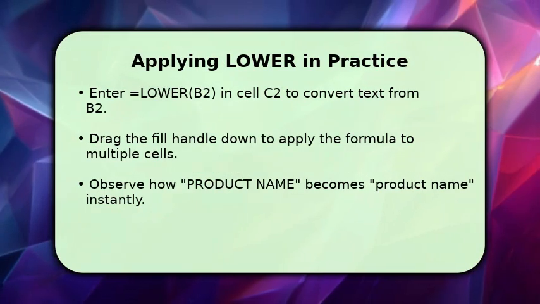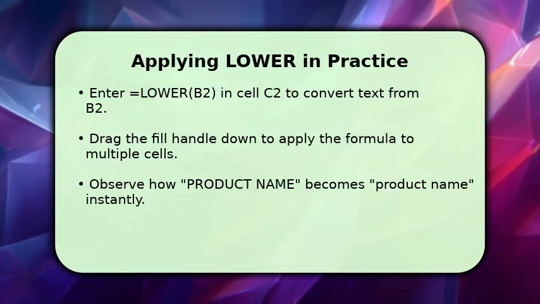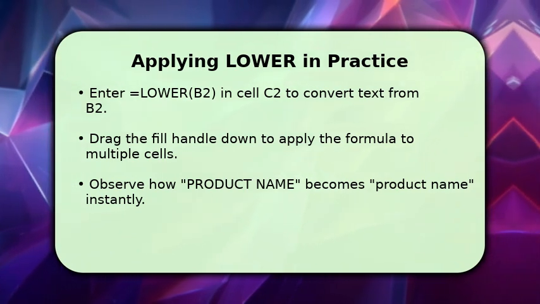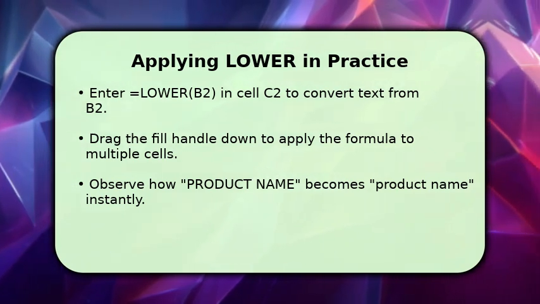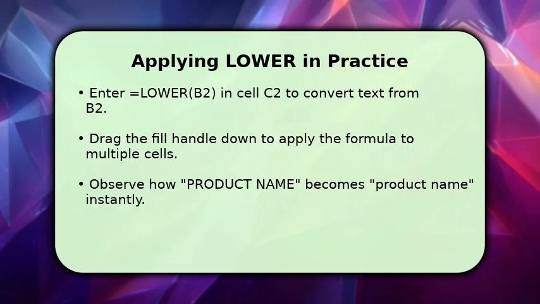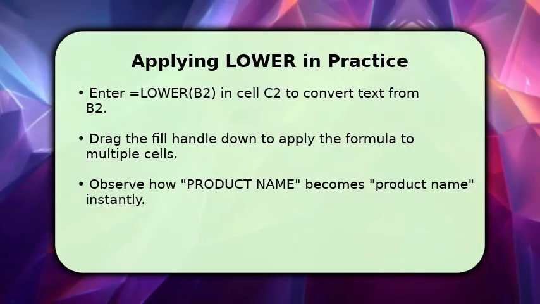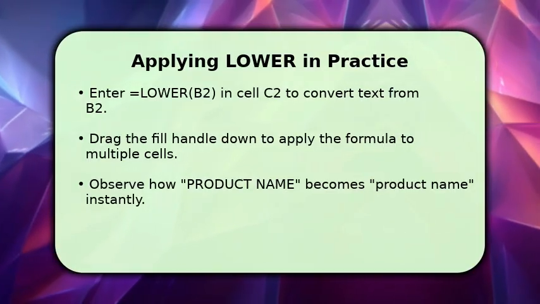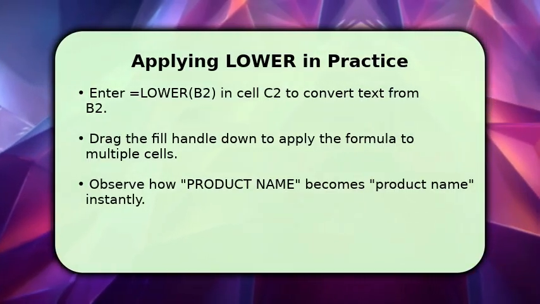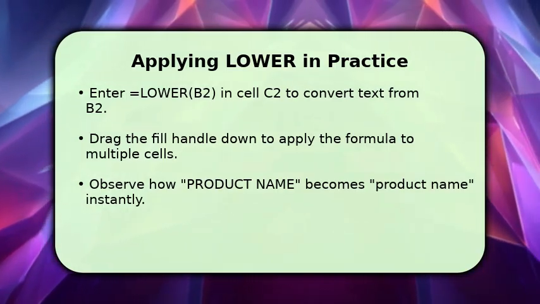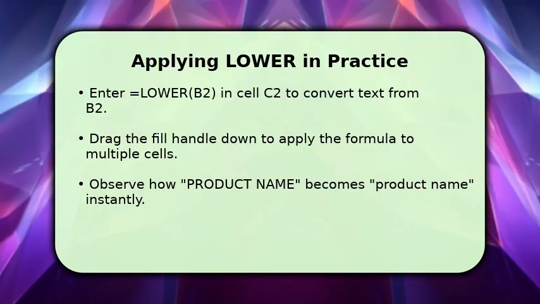Now let's see it in action. Imagine a column of product names, some in all caps. In an adjacent cell, type equals lower, then select the first product name cell, for instance, B2. Press Enter. You'll immediately see the text converted to all lowercase. Then simply drag the fill handle down to apply this transformation to your entire list, saving you significant manual effort.